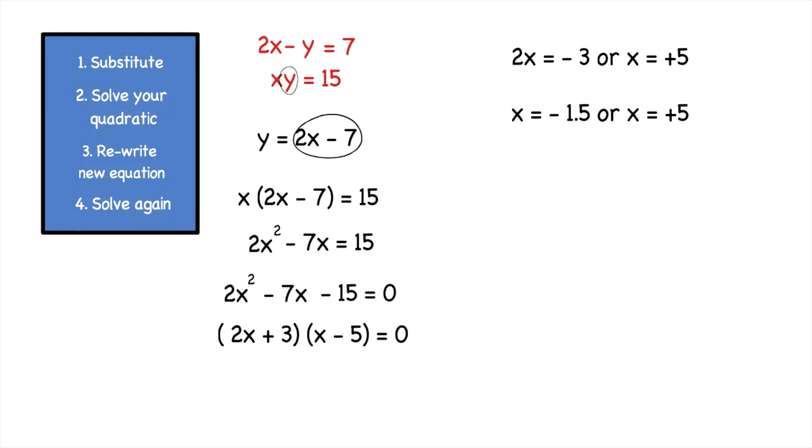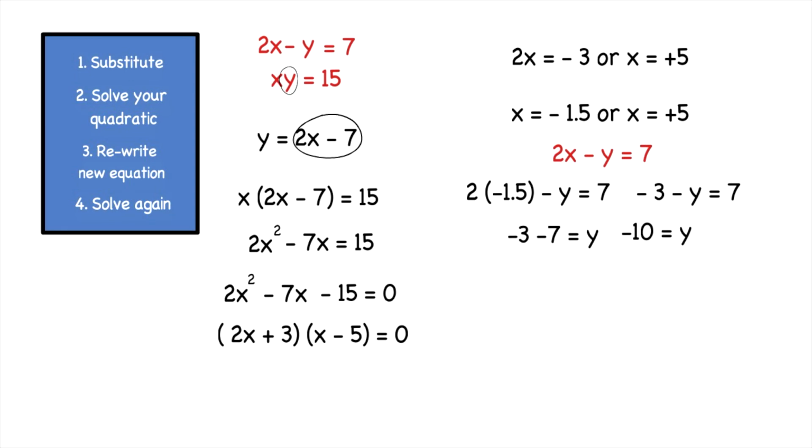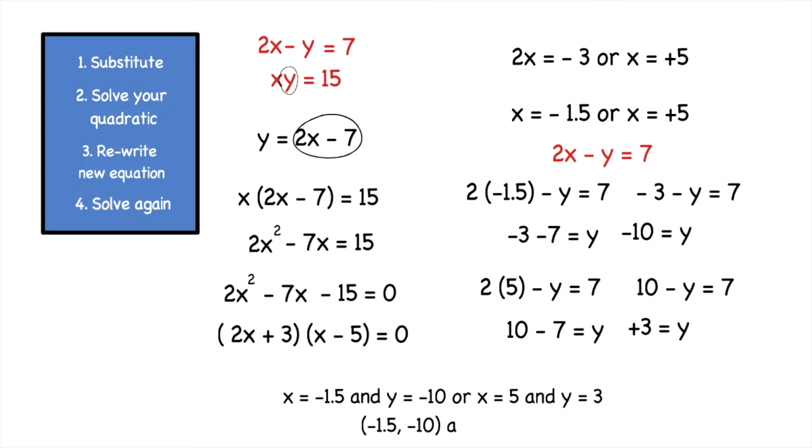The next step is to rewrite our equation with what we now know x to be, as minus 1.5 or a positive 5. The easiest equation to do this with is the top one, so I'm going to replace the x with, first of all, a minus 1.5, and that tells me that y equals minus 10. Next, I'm going to replace it with a positive 5, and that tells me that y is a positive 3. So now my two solutions are minus 1.5, minus 10 and 5, 3.